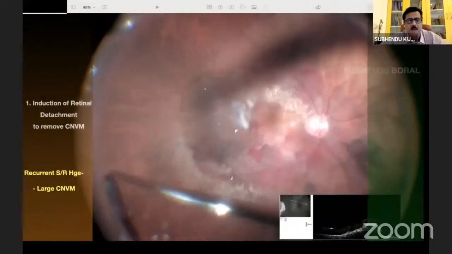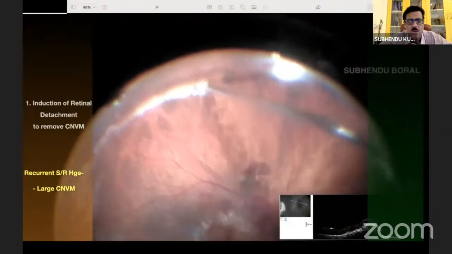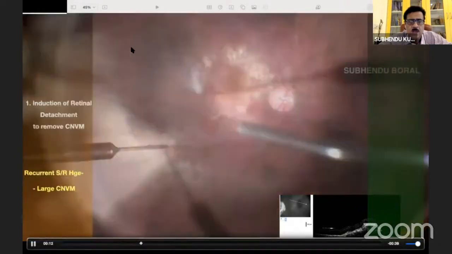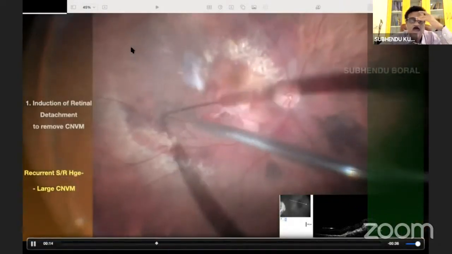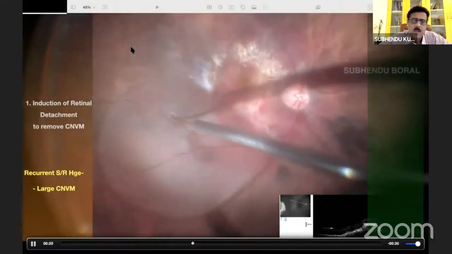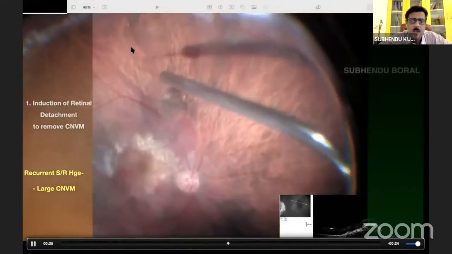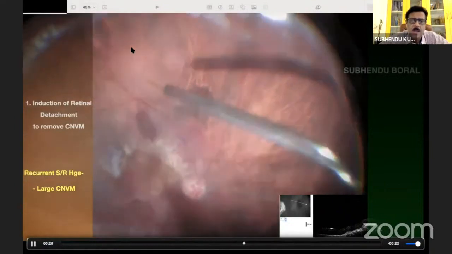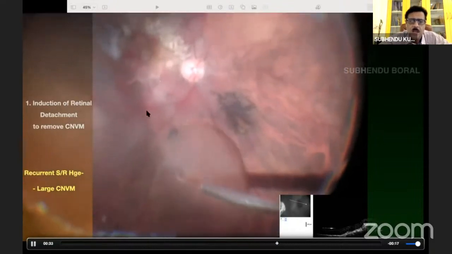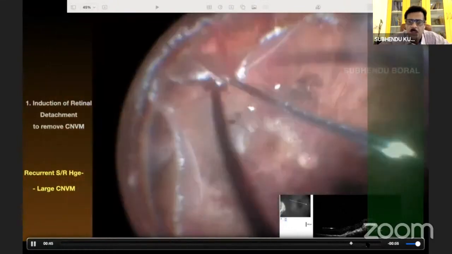First of all, induction of retinal detachment to remove CNVM after doing cautery to the peripheral retina. You can do cautery, or you may not, because the peripheral retina is less vascular. To gain access to the subretinal space, I'm injecting BSS subretinally with the help of a 38 or 41 gauge cannula, either a polytip or metallic cannula. You can lift up the neurosensory retina from the RPE in a bleb-like manner in multiple places, do multiple fluid exchanges to unify it, and then do the retinectomy to gain access to the subretinal space.